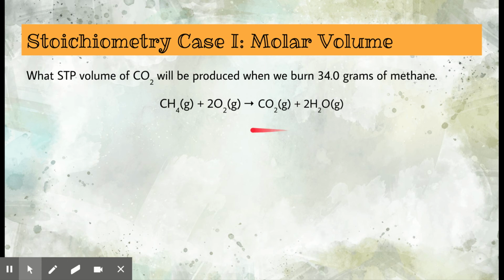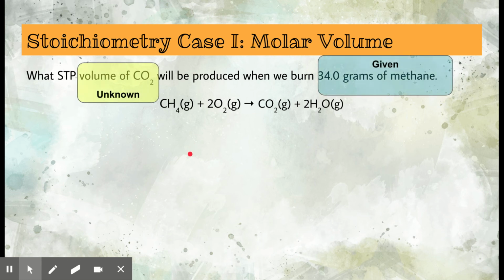If I look here in my problem, all of these are gases, and so I'm calculating the volume of carbon dioxide gas. So what am I given? I have 34.0 grams of methane, and I know that I'm trying to find the volume of CO2 at STP that is produced.